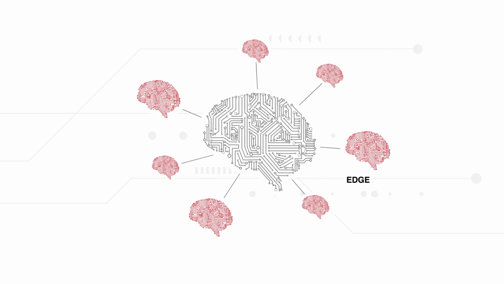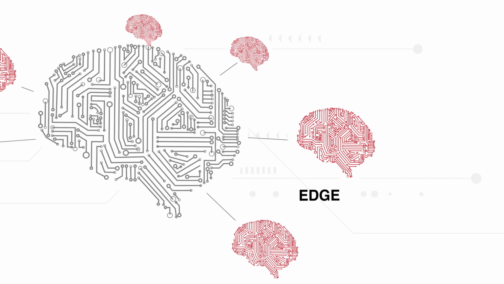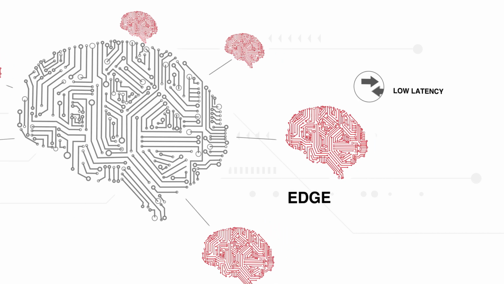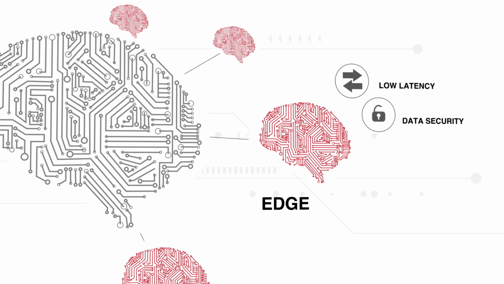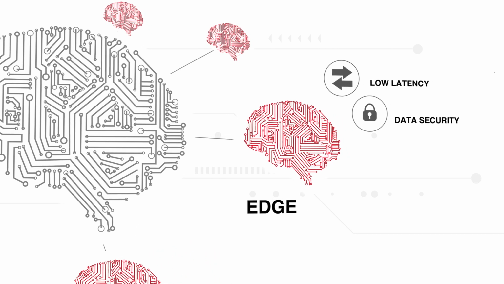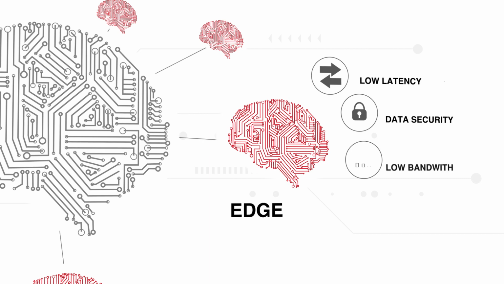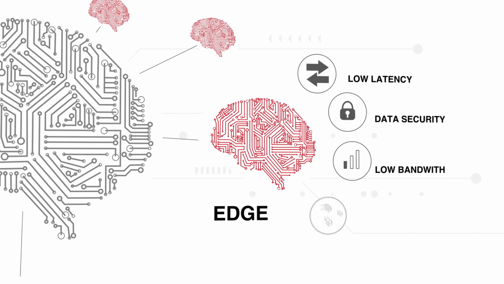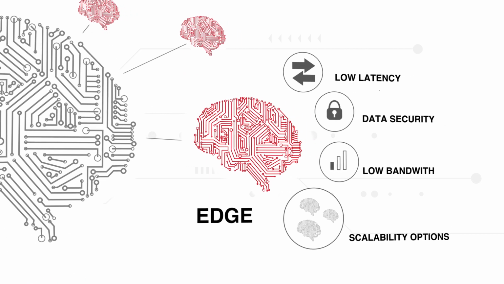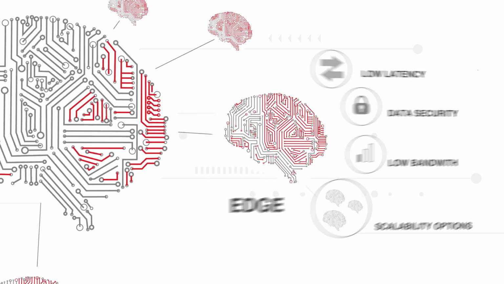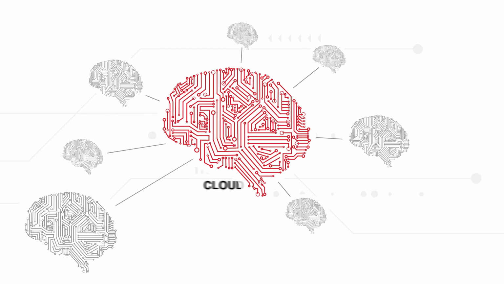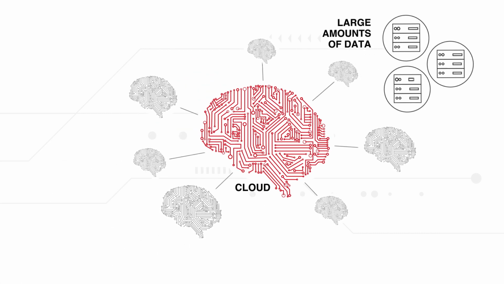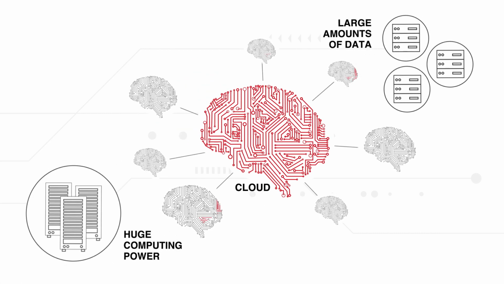What are the differences? Edge computing is characterized by low latency. It's fast because it's in-house. Data security. The data doesn't leave the factory. Low bandwidth needed to run it. Huge scalability options, including a cloud connection. Cloud computing, on the other hand, has the ability to store and process large amounts of data from different sources and has huge computing power.